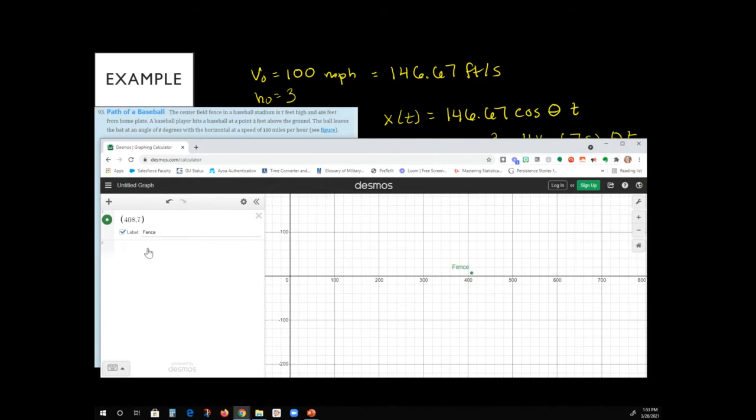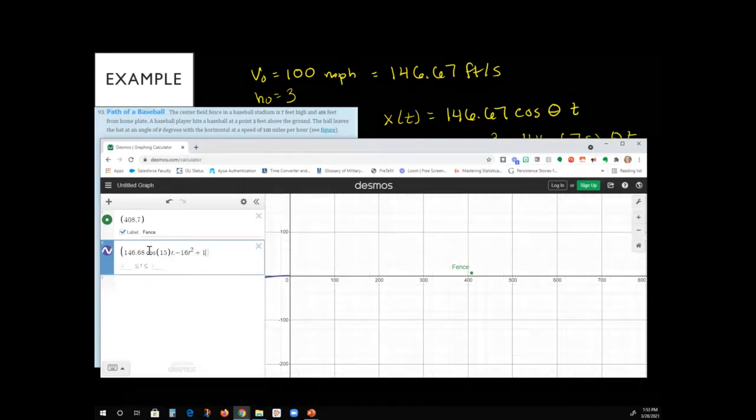So that's where the fence is, and now it says to use 15 feet. So I'm going to type in 146.67 cosine of 15 degrees times t, and then y is negative 16t squared plus 146.67, not 68, not that it really matters, 7 sine of theta, which we're using as 15 degrees, and then plus 3.